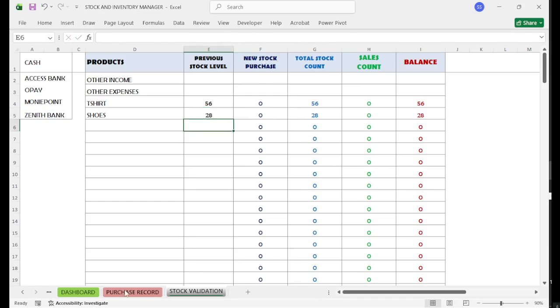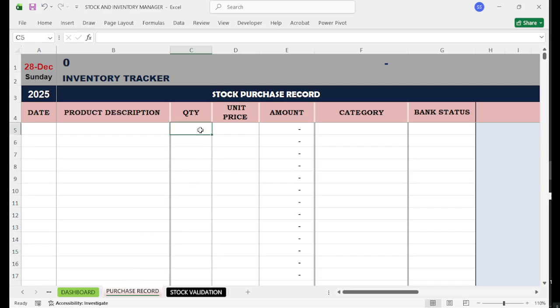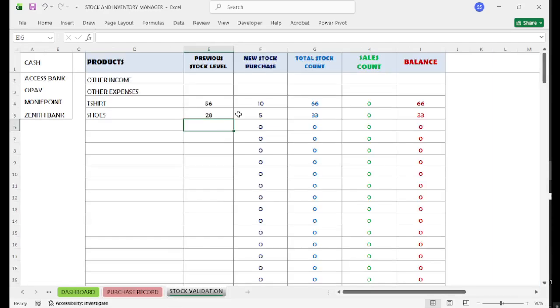Then the new stock purchase, as you are buying from here, let's say you bought 10 for 5,000 naira. You bought t-shirts and you bought 5 for 4,000 naira. Let's say you bought shoes. Okay, so from stock validation here, it says you bought 10, you bought 5 shoes, and the previous stock level together, you're having 66 in your store, 33 here. So as you are selling, it will be totaling here and telling you the balance for each of these products.